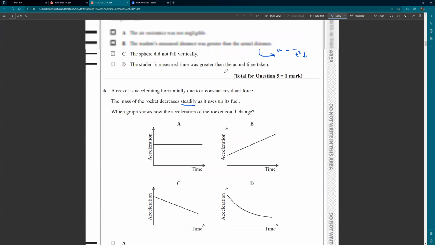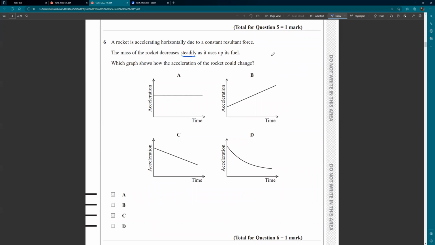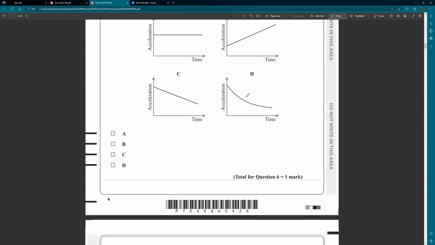Well, just like the previous question, I need the expression for acceleration to help me answer this. I'm going to write a = F/m for Newton's second law. And I know that the force is constant, because it says due to a constant resultant force. However, the mass keeps decreasing steadily. With a smaller mass, you're dividing by a smaller number, so acceleration is going to increase. So if the mass is decreasing steadily, the acceleration will increase steadily, and the only option that shows this is B. So as the mass decreases, the acceleration is increasing.